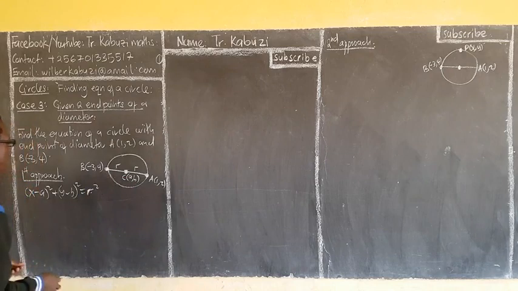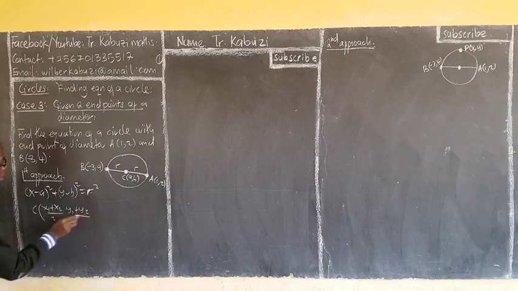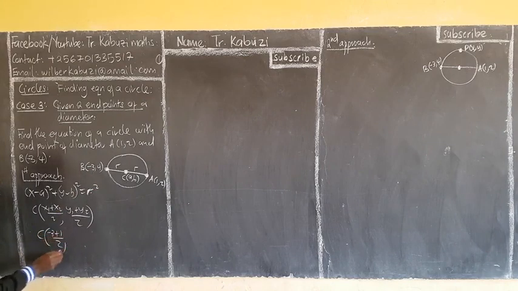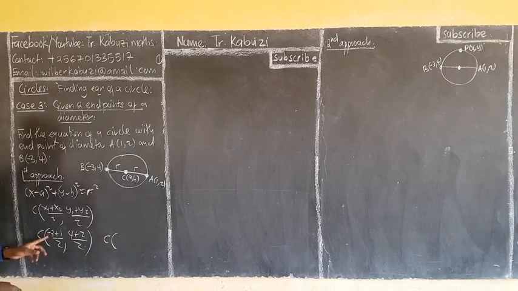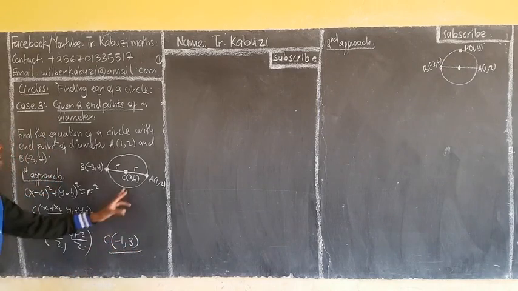So my center is going to be (x1 plus x2) over 2, comma, (y1 plus y2) over 2. My center is going to be x1, which is negative 3, plus the other x, and so on. This gives me negative 2 divided by 2, which is negative 1, and 6 divided by 2, which gives me 3. So now I already have my center.